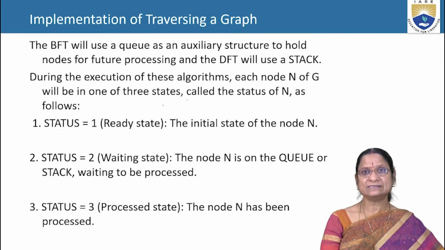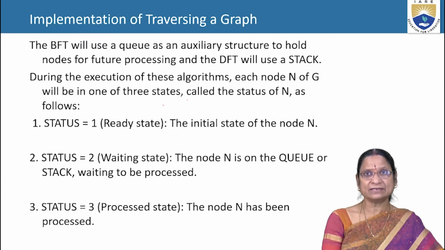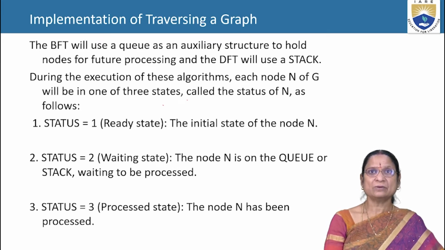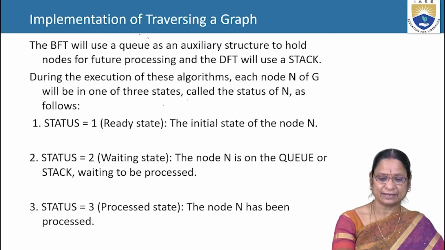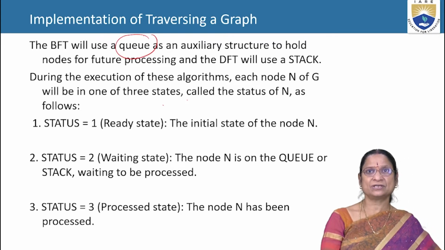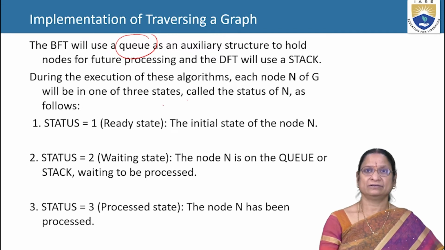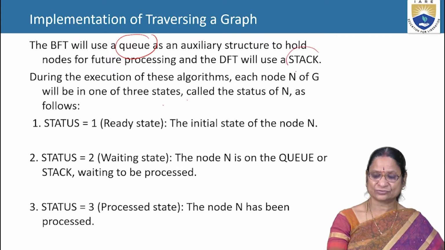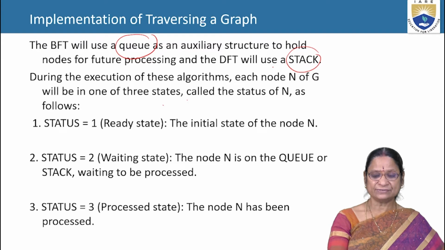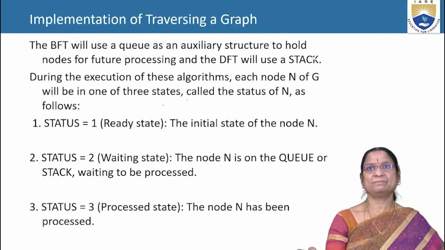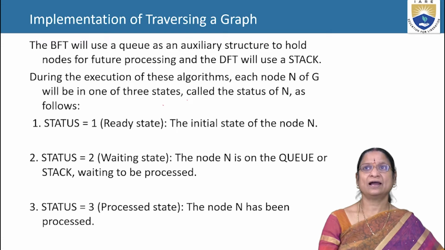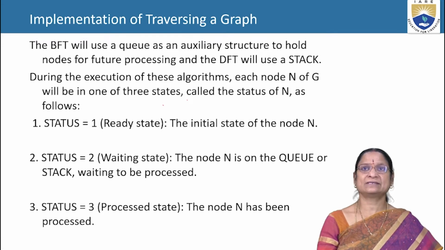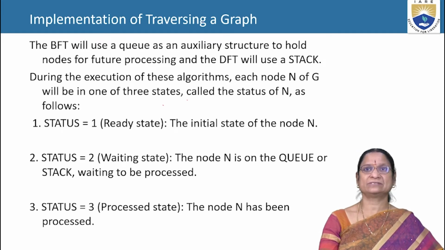So in addition to this status variable, these traversal techniques use additional auxiliary space, also memory space. BFT will use a queue as an additional auxiliary data structure to represent intermediate storage of the nodes, and DFT uses a stack as a temporary auxiliary structure to store the node name values intermediately.